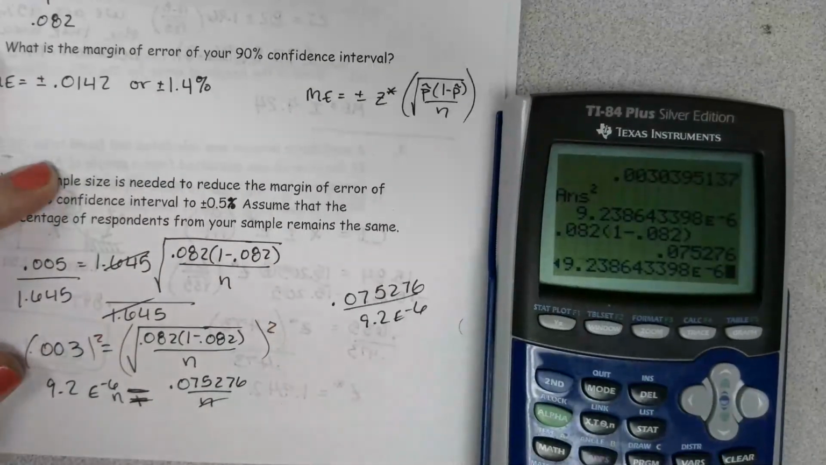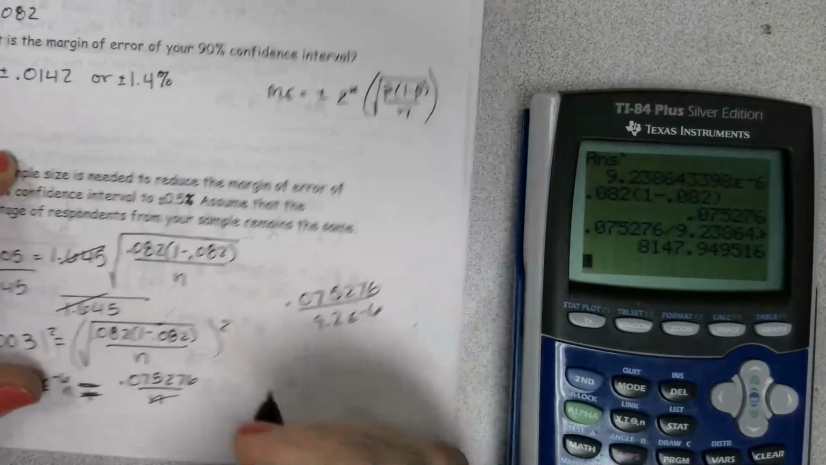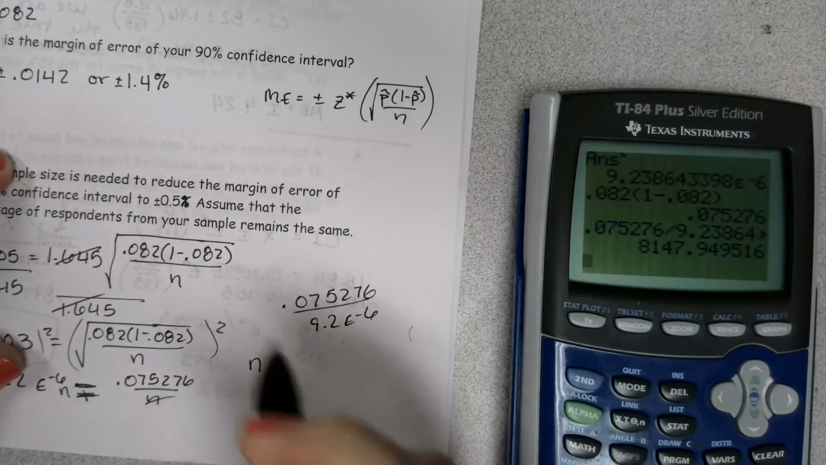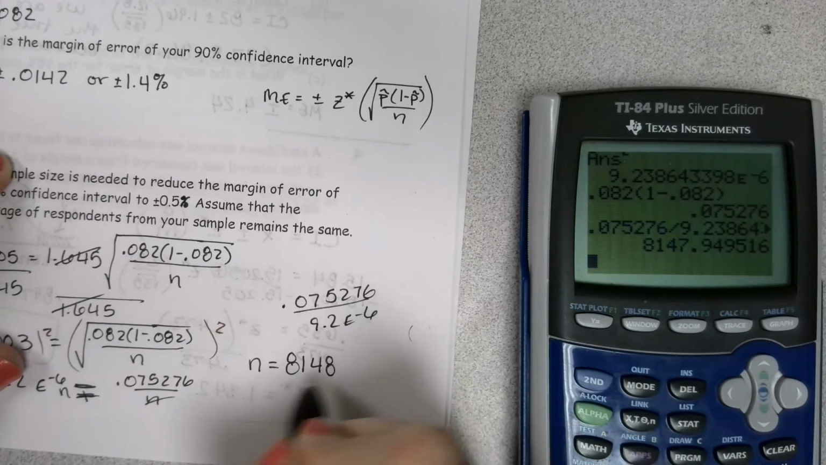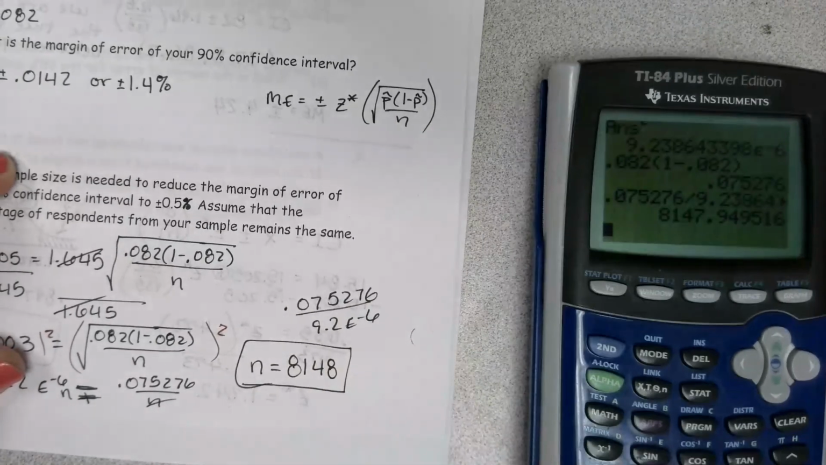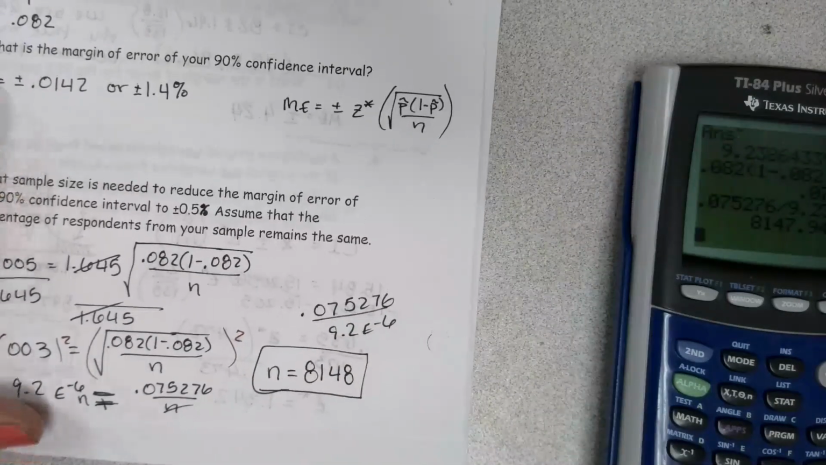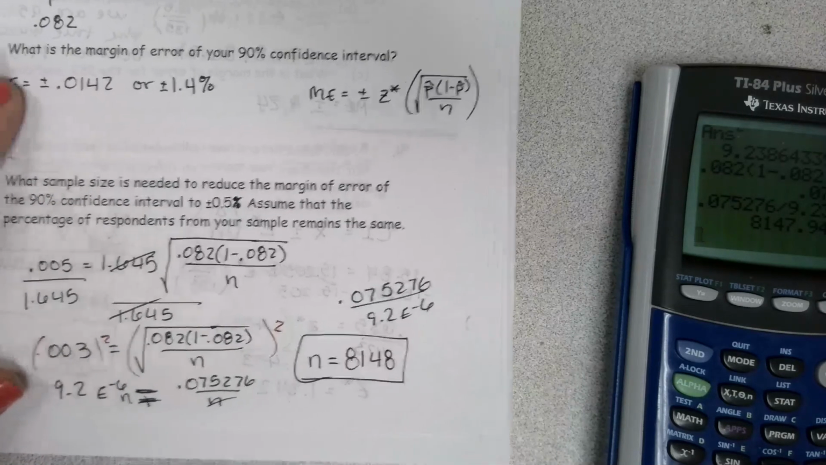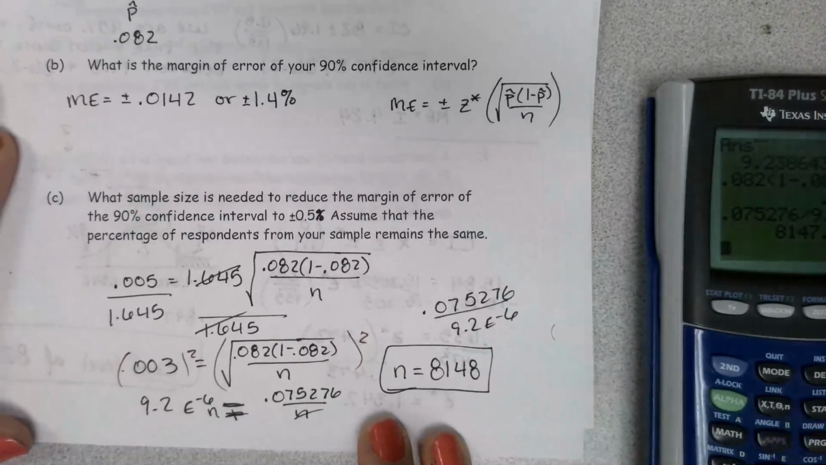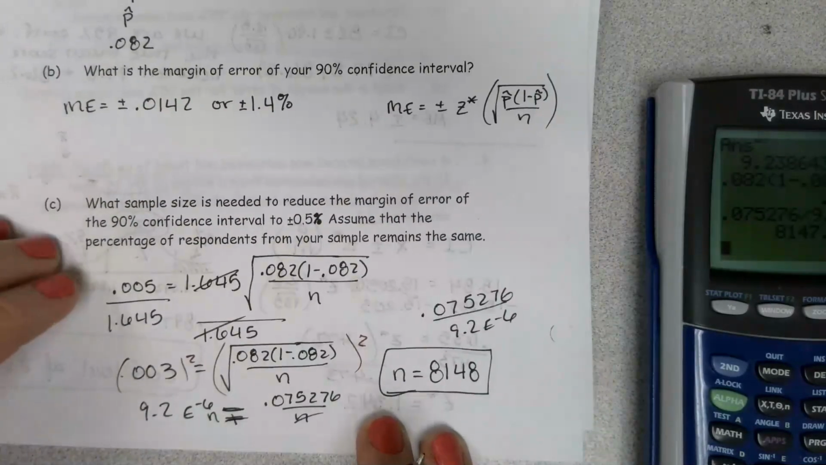So I'm going to take my answer divided by this awful scientific notation, and because we are solving for sample size, we can't have part of a person, so we always round our sample size up to the nearest whole number. So if we wanted to get within 0.5% with our margin of error, we would have to have a sample size of over 8,000.